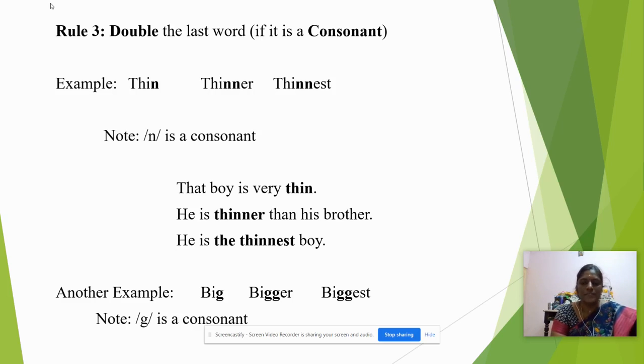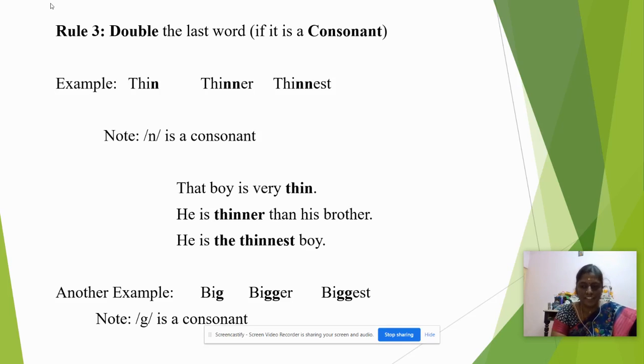So the third rule is we have to double the last letter even if it is a consonant. Yes, N is a consonant. It's not E, I, O, U, right? So we are doubling the last letter, thin, thinner. Again, we have to add ER. It's a one syllabic word, right? Thin, thinner, thinnest.